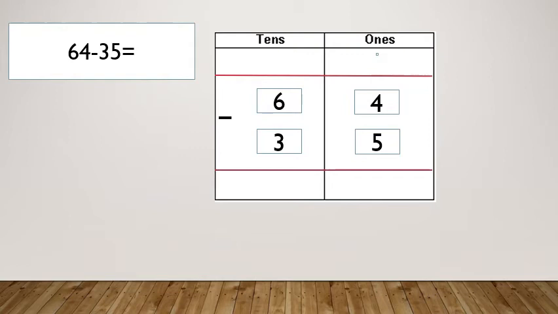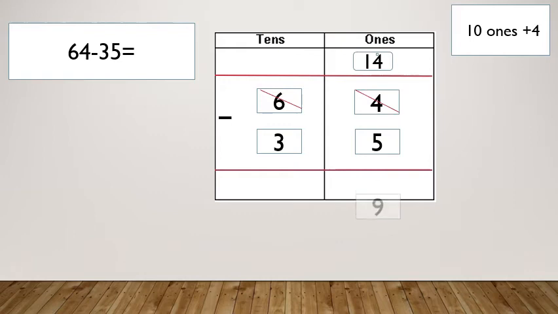Now let's go back to our example. 64 minus 35. 5 cannot be subtracted from 4 as 4 is less than 5. So borrow 1 tens from the tens column, leaving behind 5 tens. The ones side becomes 1 tens plus 4, which is equal to 14. Now subtract 14 minus 5 and the answer will be 9. Write it in the ones column.